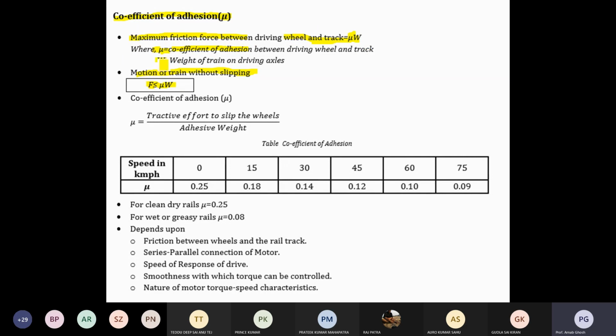So what is W? W is the weight of the train on the driving axle. And the coefficient of adhesion is again mu, so mu equals F by W. So mu equals the tractive effort at the slip of the wheel, okay. So how much tractive effort per weight.